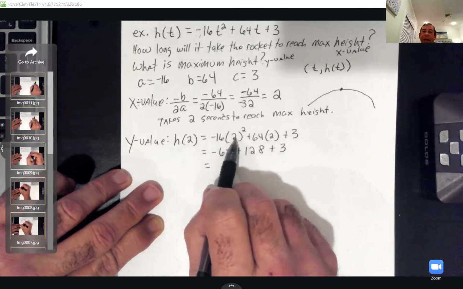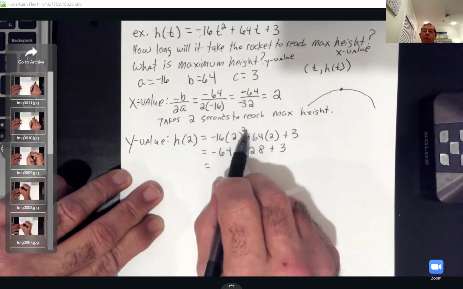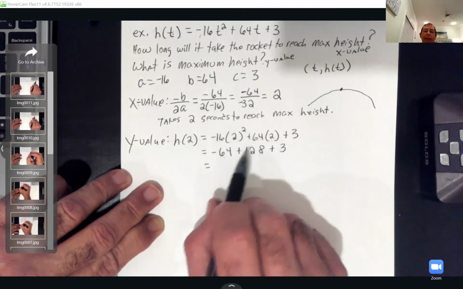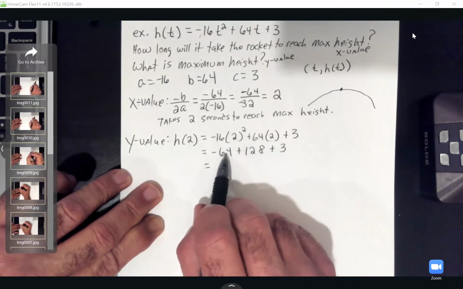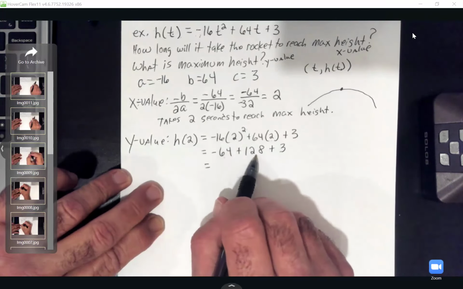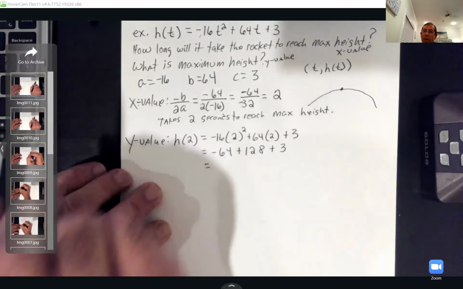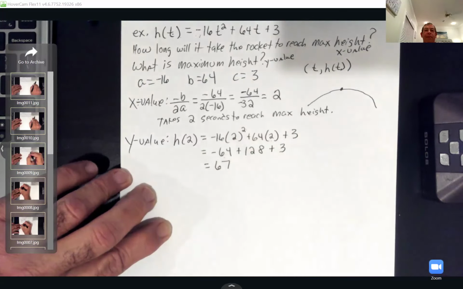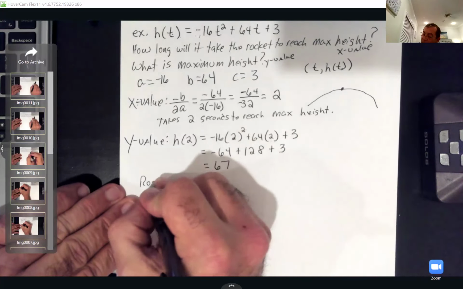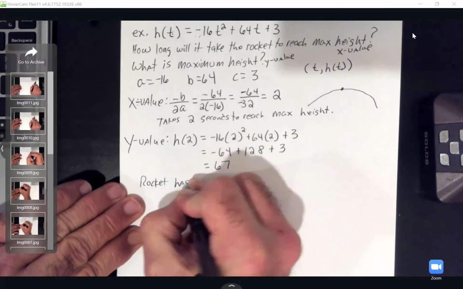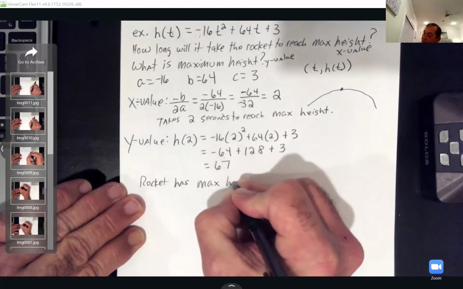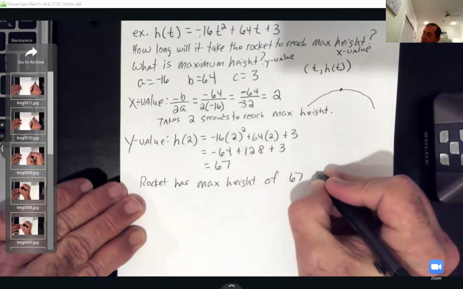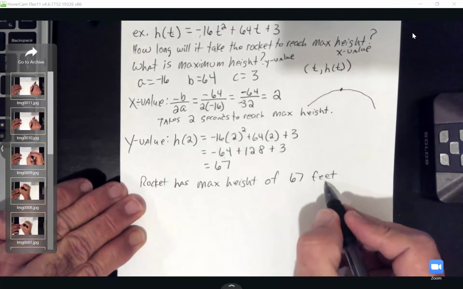So y'all, I just squared that and multiplied in the same step. 2 squared was 4. 4 times negative 16, okay? Then I multiplied that. Now let's see what we get. Negative 64 plus 128 is 64, plus 3 is 67. So my rocket has a maximum height of 67 feet. Now, MATLAB will have the feet.